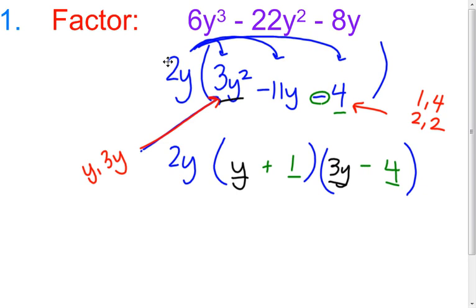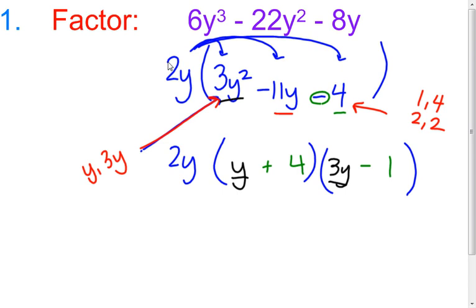Alright, now I'm going to check my outsides and my insides. When I check my outsides, I have negative 4y. When I check my insides, I have positive 3y. Negative 4y plus 3y gives me negative 1y, and I need to have negative 11y in the middle. So that's not it. So I'm going to keep my y and my 3y. I don't have any other choice otherwise. And I'm going to switch my 4 and my 1 and see if that helps.